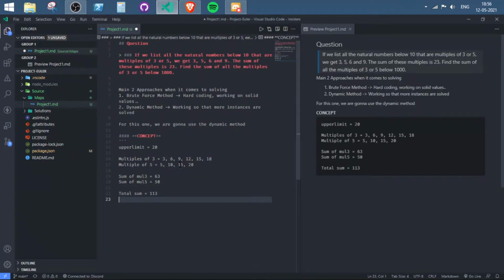So the actual answer is the total sum minus the sum of multiples of 15, because all the multiples of 15 are common in both of them. Subtracting 15 makes it 98. That is the basic concept which we are going to use. So now let's go with some maths stuff.